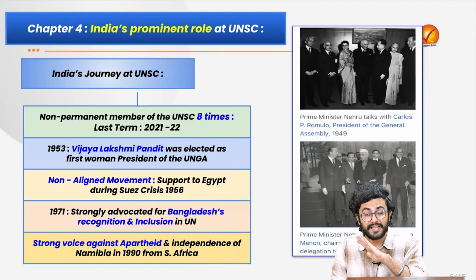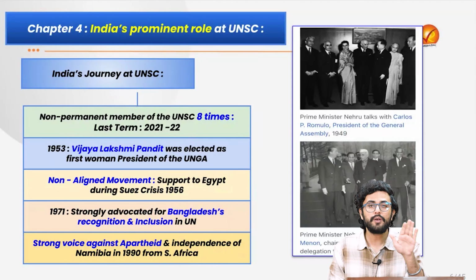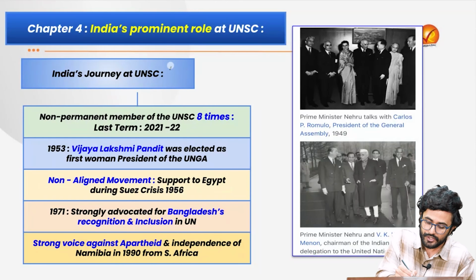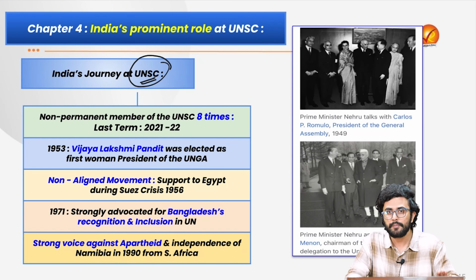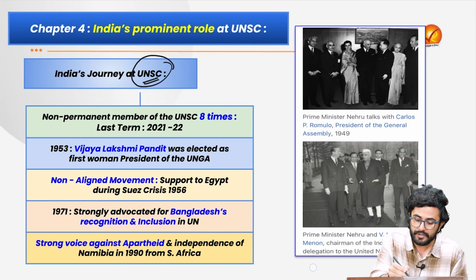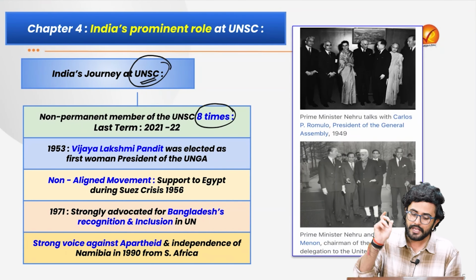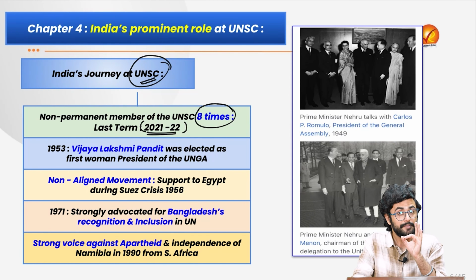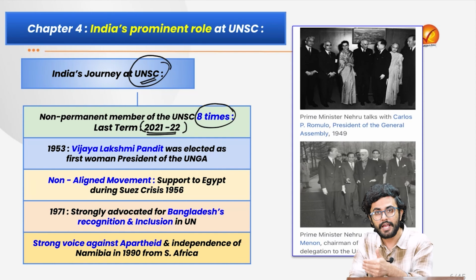So at several instances, our country has actually acted as a non-permanent member in the United Nations Security Council. Let's try to reflect on India's journey at the United Nations Security Council. For example, we have been a non-permanent member in UNSC 8 times, serving for at least 16 years. The last term which we had was back in 2021 to 22.